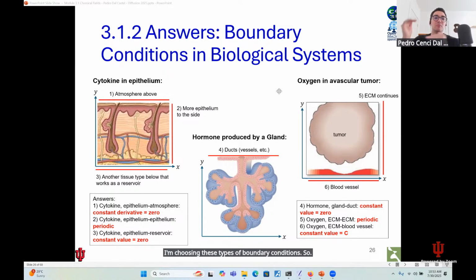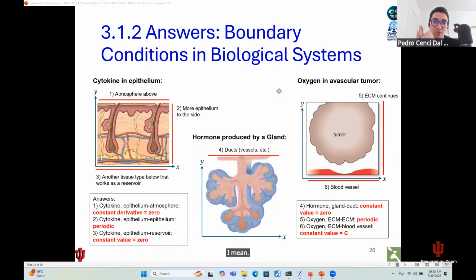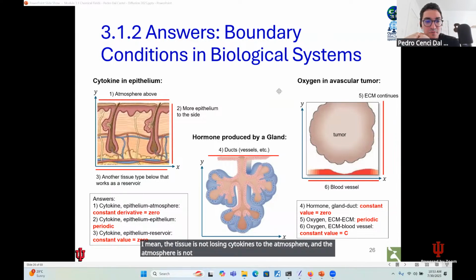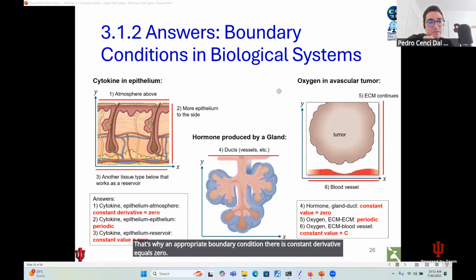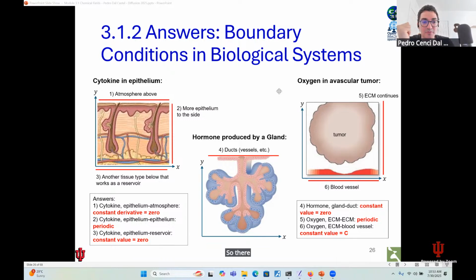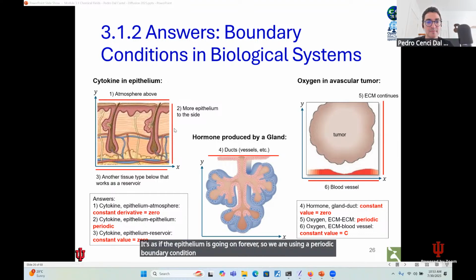So epithelium with the atmosphere, there is no exchange. I mean, the tissue is not losing cytokines to the atmosphere, and the atmosphere is not providing cytokines to the tissue. That's why an appropriate boundary condition there is constant derivative equals zero. So there is no exchange of material. For 2, the epithelium, they look the same. It's as if the epithelium is going on forever. So we are using a periodic boundary condition on 2.